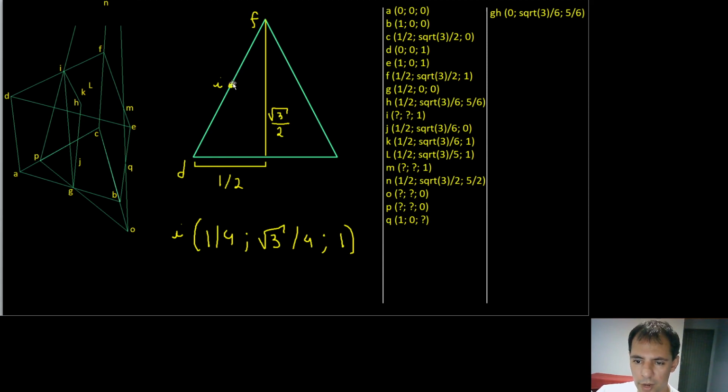What is the coordinate of I? You see, when you go from D to F, think about from D to F. What's the value of X here? It's 0. What is the value of X here? It's half. So this is going to be half of half, which is 1/4. What's the value of Y here? It's 0. And what is the value of Y in F? It's square root of 3 divided by 2. So going halfway, it's square root of 3 divided by 4. And I has a z value of 1 because it's at the top.